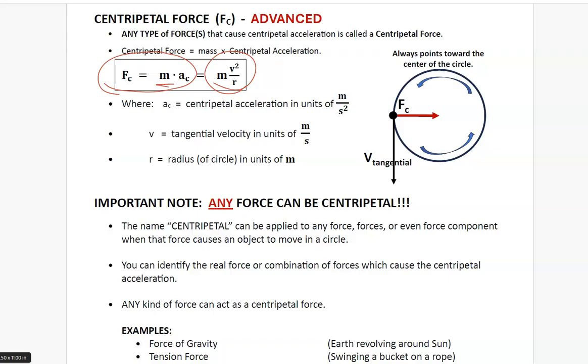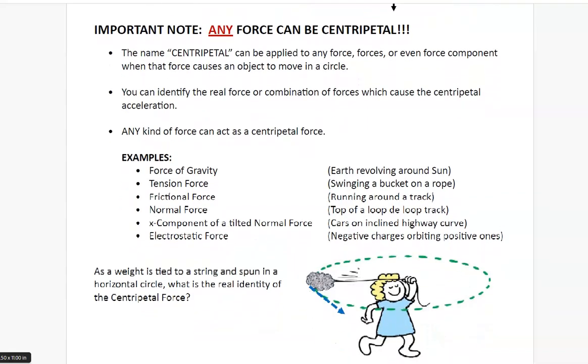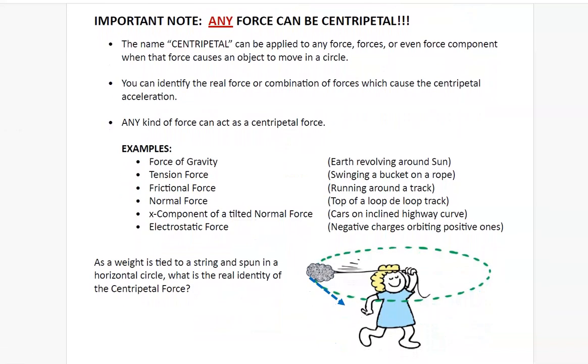And you can identify the real force or combination of forces that causes this rotational motion, that causes this centripetal acceleration, by looking at each situation. And every situation is going to be different when an object is moving around in a circle. Here are some examples of forces that result in rotational motion, that cause a centripetal force, resulting in a centripetal acceleration, resulting in an object moving in a circle.